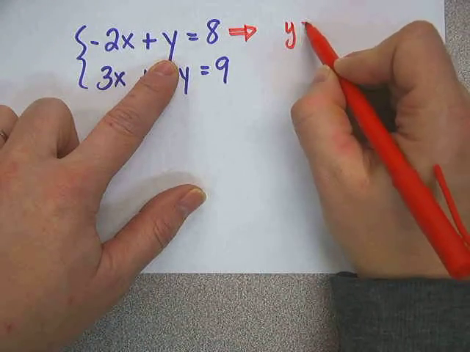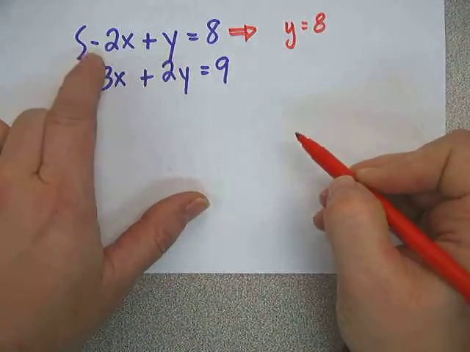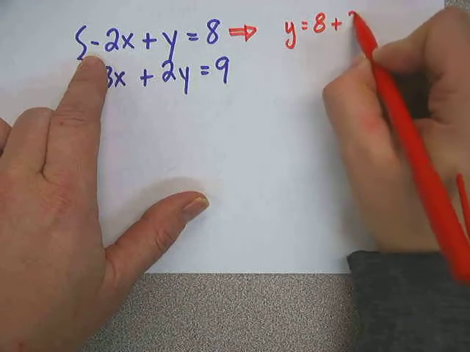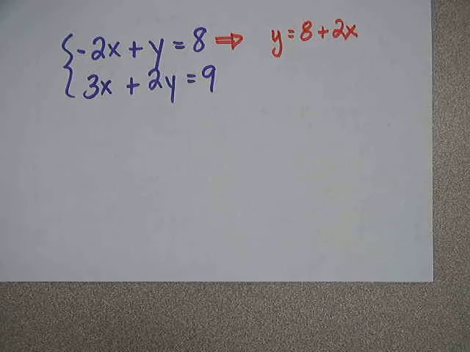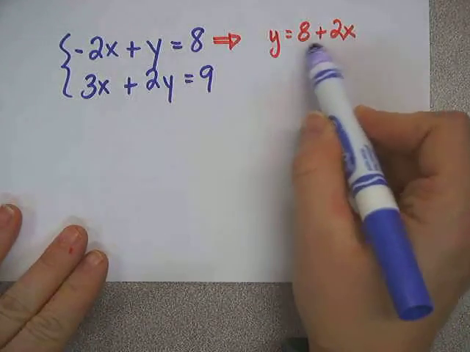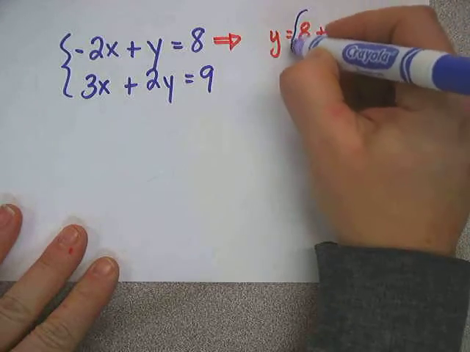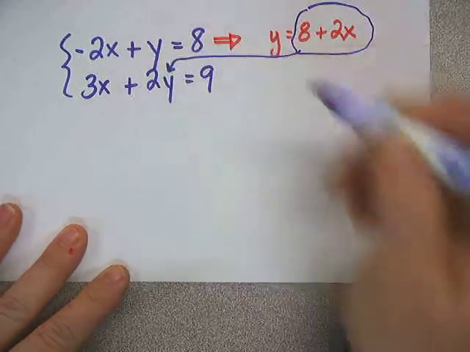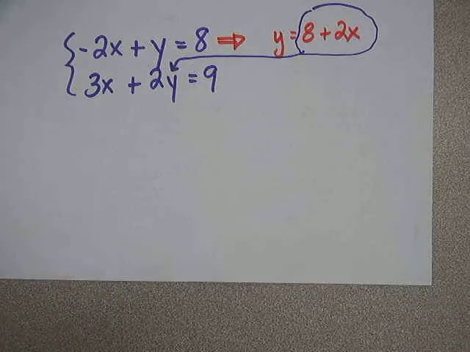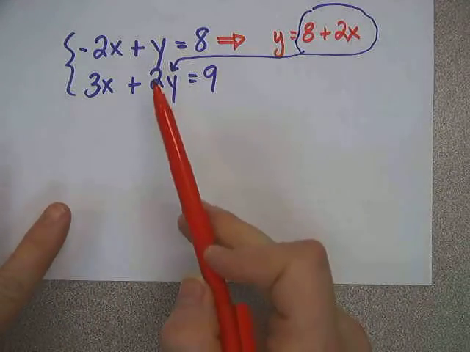So to solve this for y, I would get y equals 8, and then you add 2x to both sides. So that's probably the easiest solution. Now I'm going to take this value of y, so y equals 8 plus 2x, and we're going to plug it down here in place of the y.